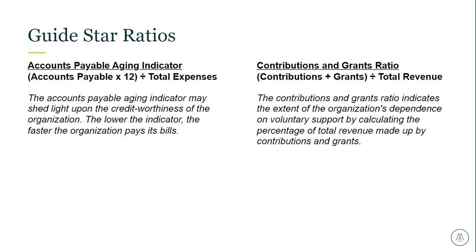The AP aging indicator that GuideStar or Candid has really goes through how long they are holding onto their bills and not paying them. That's really indicative of a liquidity issue if they're not able to pay their bills, and this is a negative ratio, or not a positive ratio, I should say. That's something to take a look at. Contributions versus total revenue is really just how dependent they are on contributions or on other revenue, just an indicator there.